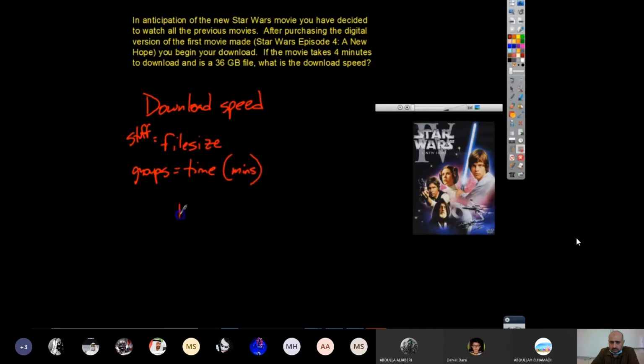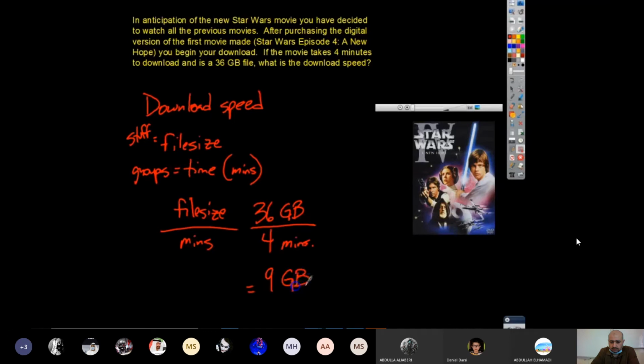So what I'm going to do is take file size and divide it by minutes. Let's just fill it in. My file size is 36 gigabytes, this is how big it is, divided by 4 minutes. So how many get downloaded per minute? This is going to be equal to 36 divided by 4, which is 9 gigabytes for every 1 minute.